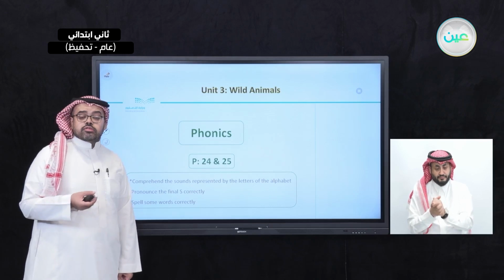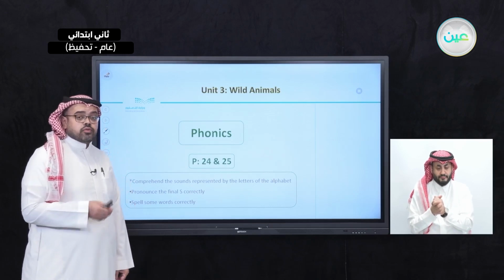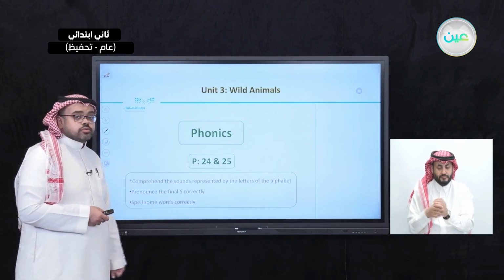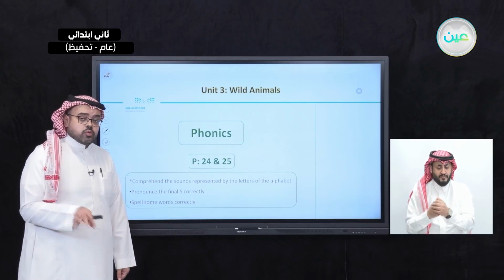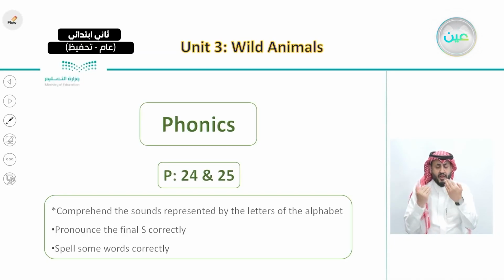And at the end, the final lesson was about phonics on pages 24 and 25. Our goals in this lesson were to comprehend the sounds represented by the letters of the alphabet, pronounce the final S correctly, and spell some words correctly.